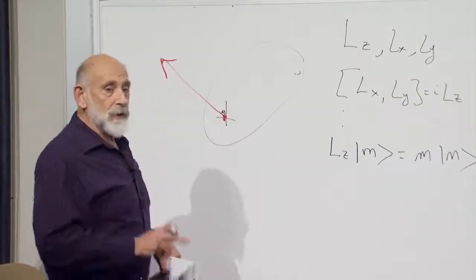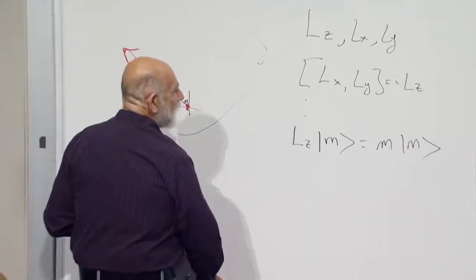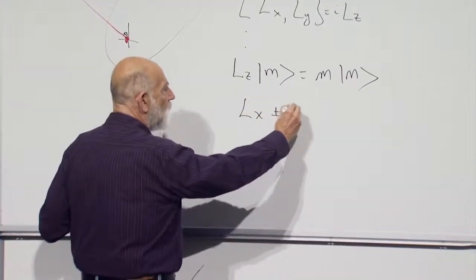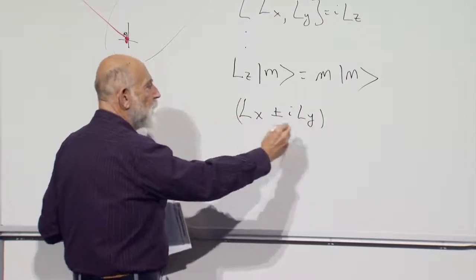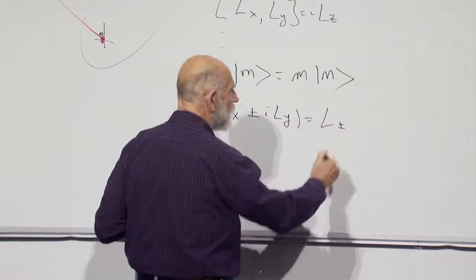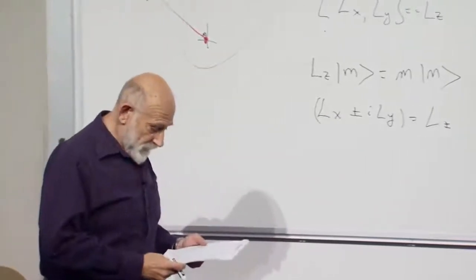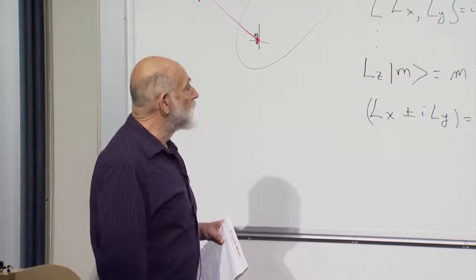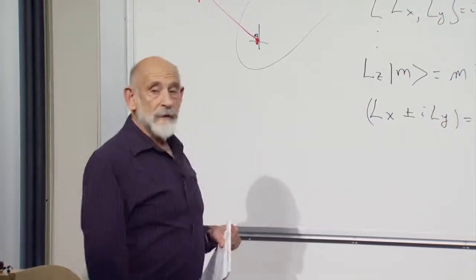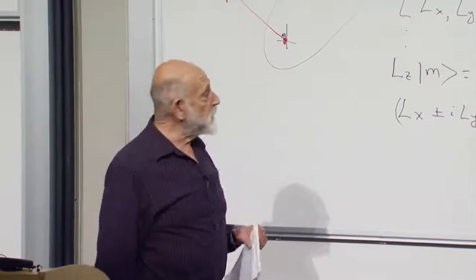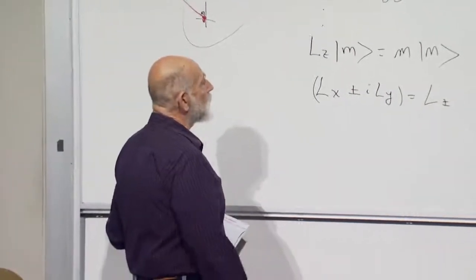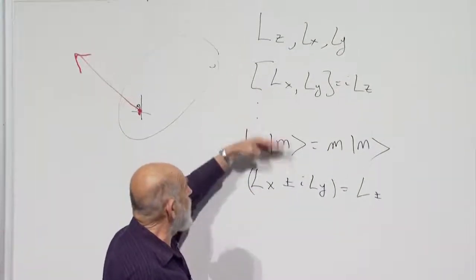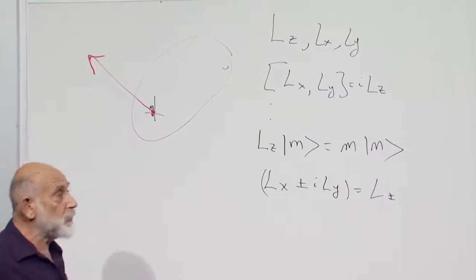And we worked in that basis, and we found, to our great joy, that the operators Lx plus or minus i Ly, which we called L plus or minus, had some nice properties, were useful. I'm not going to write down the properties. You have them written down from last time, I hope. They follow from the commutation properties of the L's. But here's what we learned.